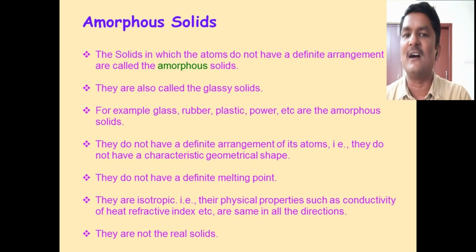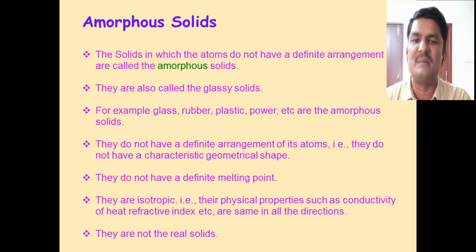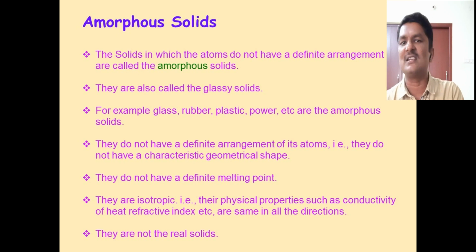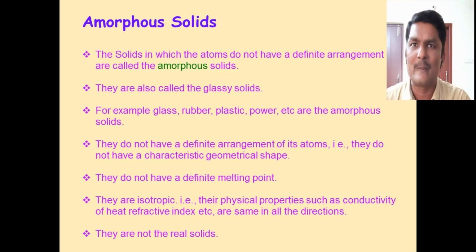And amorphous solids are not real solids. In some books they mention that they are pseudo solids. Amorphous solids are not real solids, and they don't have a definite arrangement of atoms. That means the intermolecular distances are not equal. That is the main difference between an amorphous solid and a crystalline solid. And amorphous solids do not have a definite melting point also.